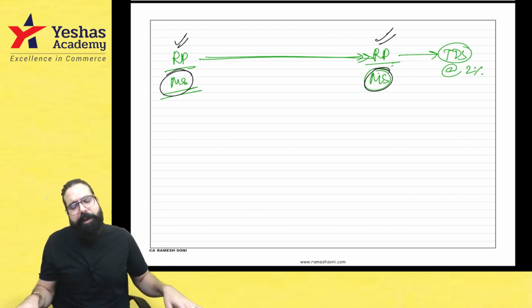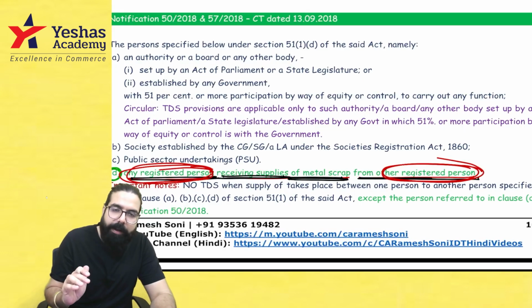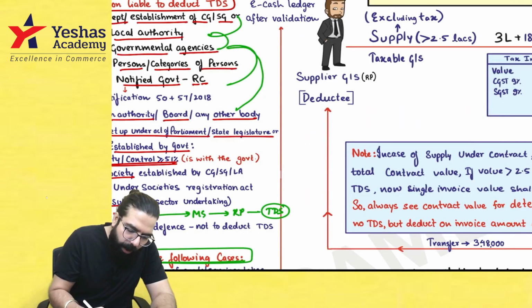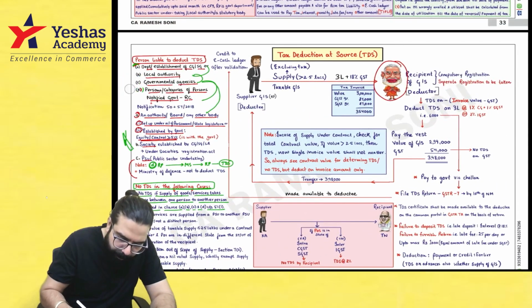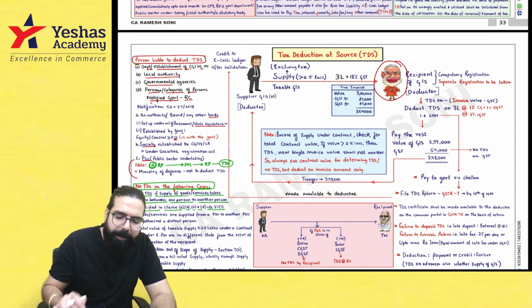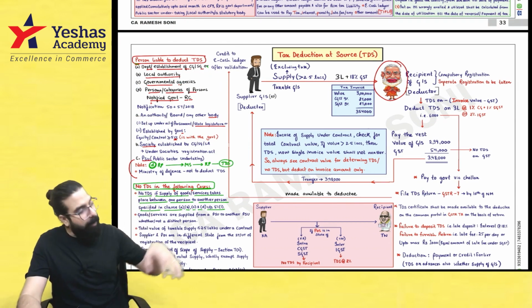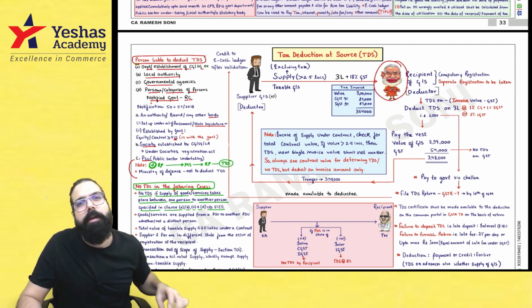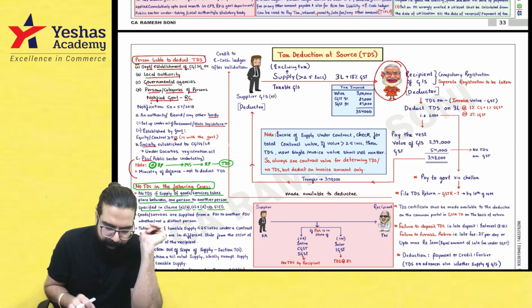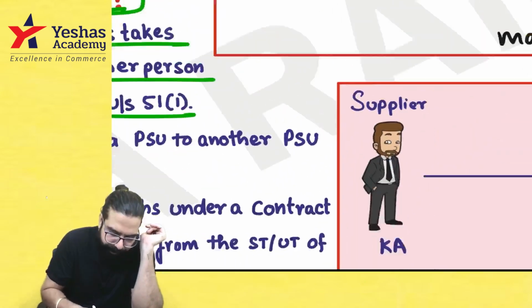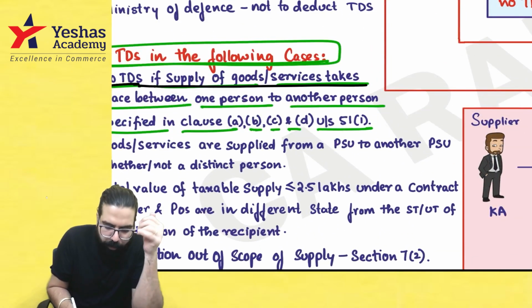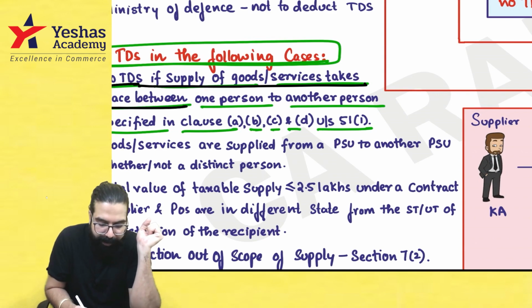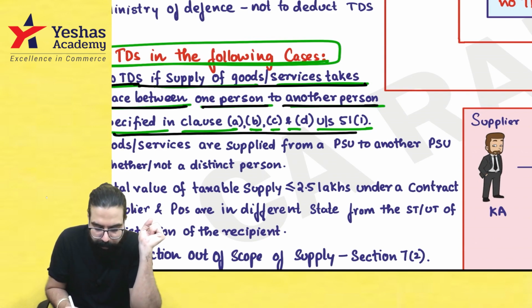TDS, or no TDS? So, they went ahead and told everyone, listen to me very carefully. If all these people are TDS deductors, for example, one government department supplied to another government department, no TDS. But if one metal scrap supplier supplied to another metal scrap supplier, a registered person supplying metal scrap to another registered person, TDS is applicable. Remember this point, everyone, and hence you can write over here: no TDS if supply of goods and services takes place between one person and another person specified in clause 51(1) A, B, C, D category.